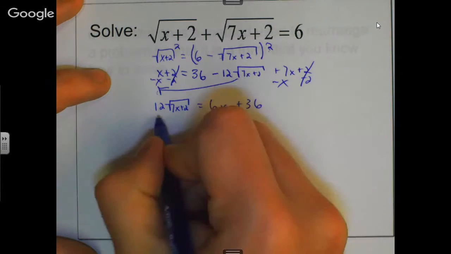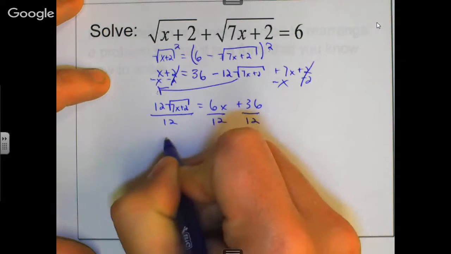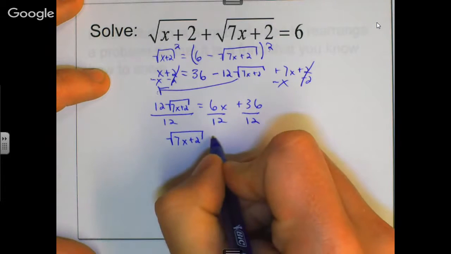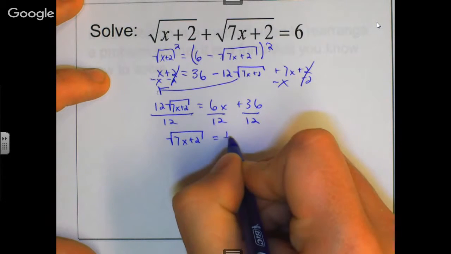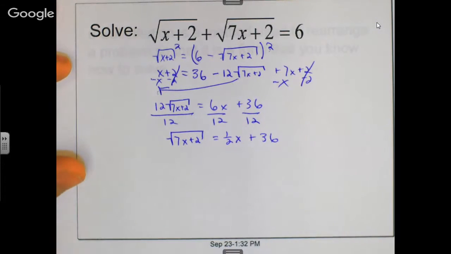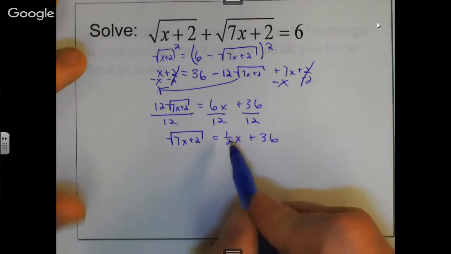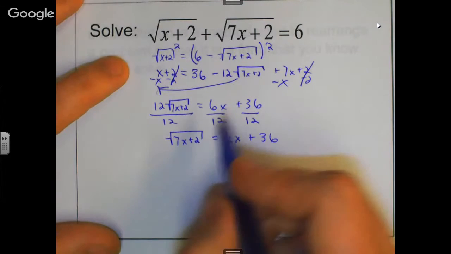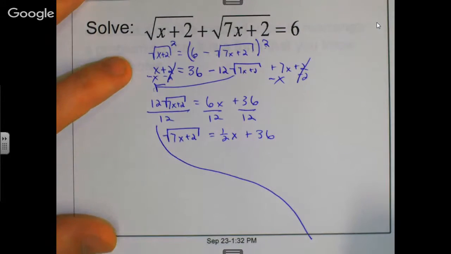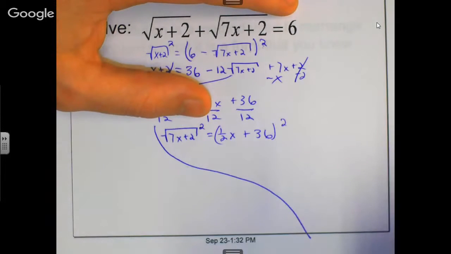Get our radical by itself, so divide by 12 onto everything. You have the square root of 7x plus 2 equals 1/2 x plus 36. Okay. Now we've got two directions we can go here. I can deal with the fraction, or I cannot. And I'm going to show you both. Okay. So to get rid of the radical, we square everything.